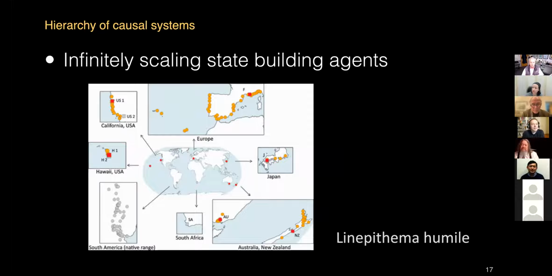Another example for an infinitely scaling state building agent is Linepithema humile. It's a Brazilian ant that has spread around the world, and all members of these ant colonies will not attack each other. They will all treat each other as part of the same cohesive colony, with the exception of a few drifted colonies, for instance, in the US. When they get in touch with the other colonies, they will attack each other. So they had some kind of genetic drift after the colony was established that makes them appear to be strangers to each other. But this species has cracked the problem of becoming an infinitely scaling state. There's no limit to the size of this colony, apparently.